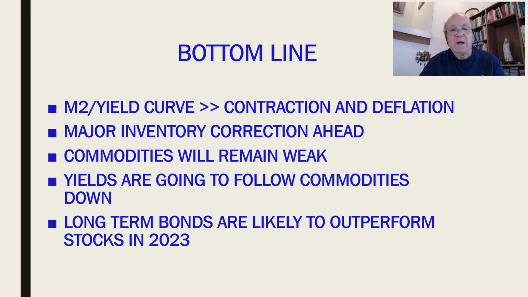So this is coming. What does it mean? It means that business has to cut purchases of commodities, and therefore commodities will remain weak. And of course, they will also borrow less. So yields are going to come down, and they will follow commodities down, along with inflation. In this scenario that I'm predicting, and which is slowly developing exactly as I've been predicting in all my previous videos, long-term bonds are likely to outperform stocks in 2023 because they're probably going to be actually the only asset class that will show some gains this year.